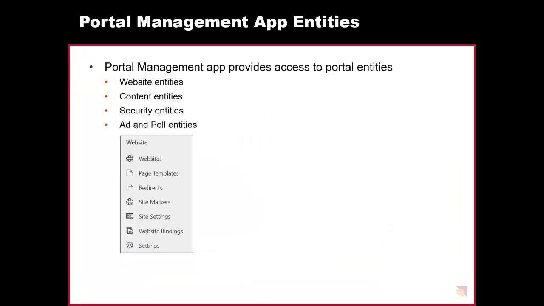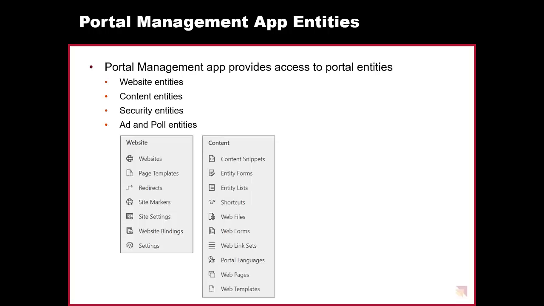Now, here in the slides, what I wanted to do is show you the different entities that you can get to. So the Portal Management app gives you the ability to get to the website, to get to the page templates, and you can either manage or create them there. There's redirects. So if someone comes in on path A, you want to redirect them to path B. There's site markers, which allow you to take bookmarks at different places in the site. There's site settings. A little bit later when we talk about how to configure authentication for LinkedIn and Facebook, those are examples of what you go to site settings for. There's website bindings that basically says, what is the custom URL?